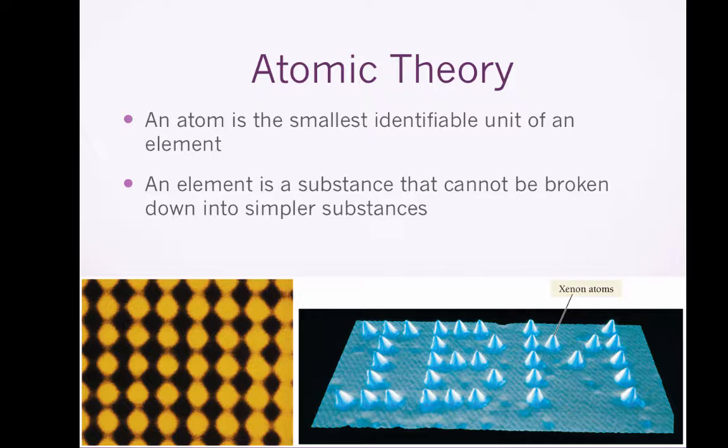On the left, we have a picture of gold atoms, and on the right, these are xenon atoms that IBM wrote out in the letters IBM. Both of these were done with a scanning tunneling microscope. The xenon atoms in the IBM picture appear pointed, but they're not. They're actually round. That's just an artifact of the instrument.